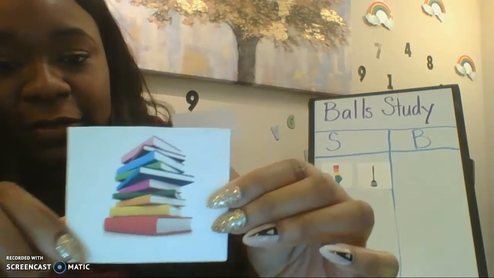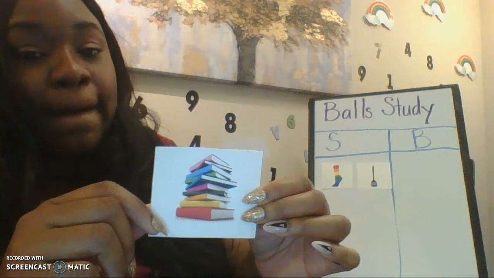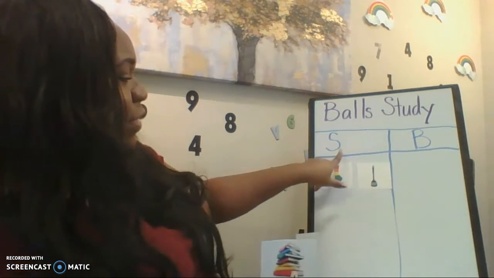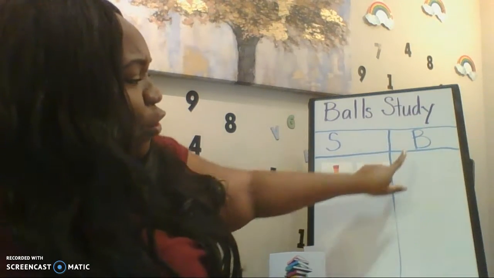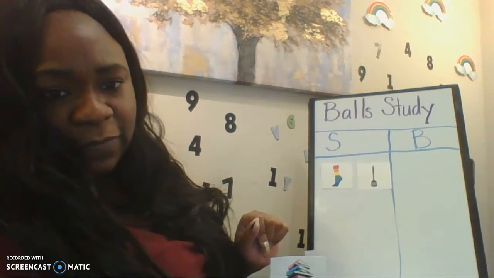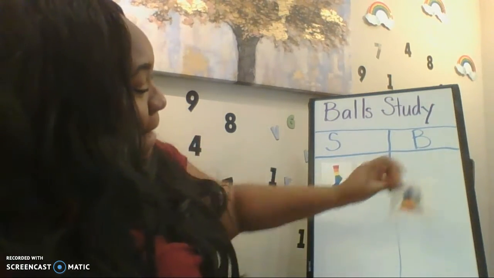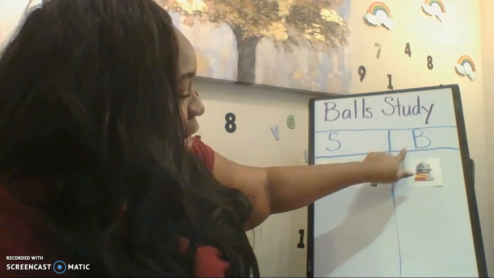Okay, I have another one. What are these? Yes, these are books. Books. Where should I put this picture? Should it go under the S, like the sock and the spatula, or should it go under the B for book? Yes, friends, you're right. It goes under B. Books begin with the book sound just like the letter B.